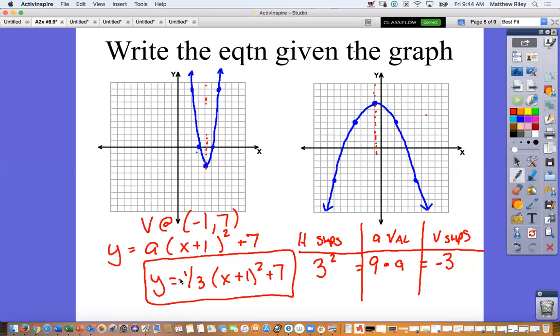Now, I don't care when you guys account for it, but it should be how many vertical steps. If you go down, your vertical steps should be -3. Either way, what makes something open down? When your a value is negative. What makes it open up? When your a value is positive. Any questions? And that was exactly, that's a great catch. Any questions?